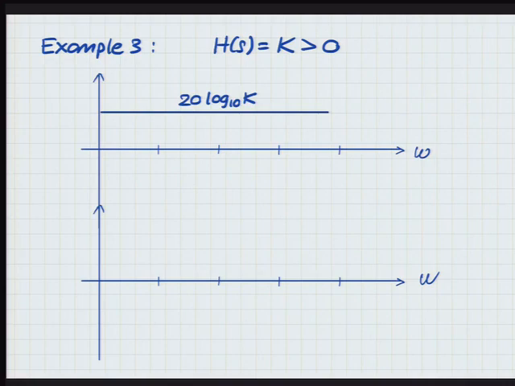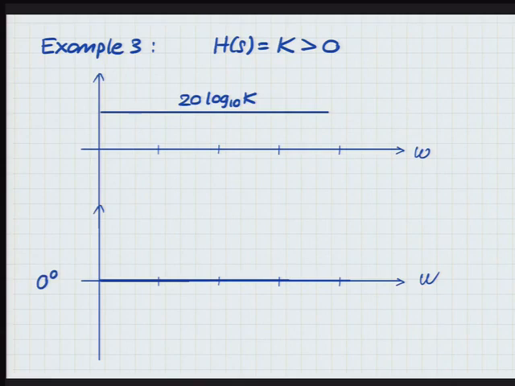What about the phase? It's a real number and positive real number, so its phase, angle, is 0. So 0 degrees. Okay, so 0 degrees. Now, what if k was negative?